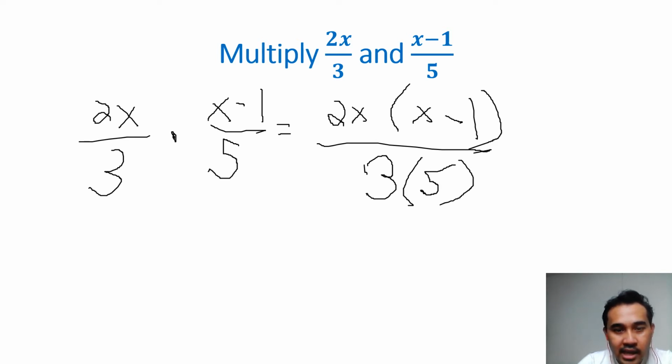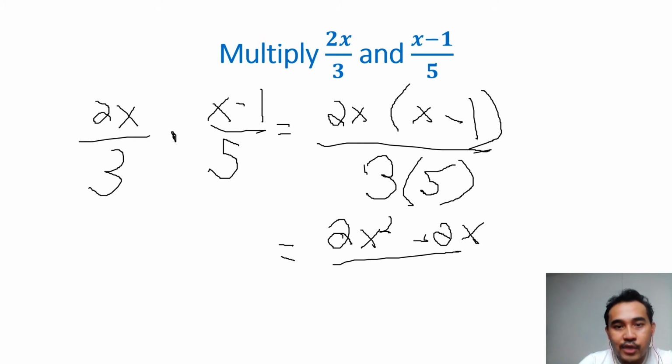Now, let's multiply it by the distribution property. So 2x times x will lead you to 2x squared minus, 2x times 1, that should be 2x times negative 1, that will be 2x, all over 3 times 5, that will be 15. So the product of 2x over 3 and x minus 1 over 5 is 2x squared minus 2x all over 15.